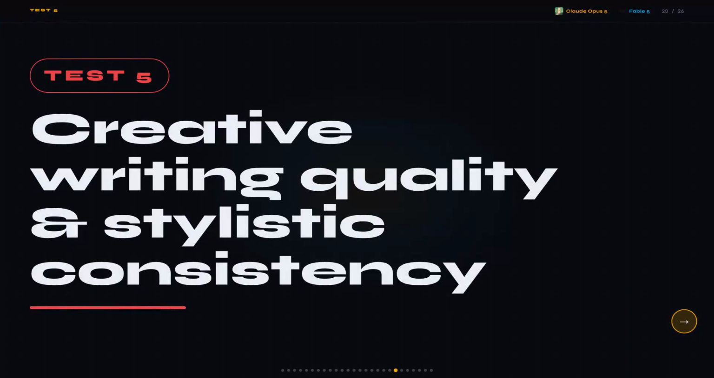All right. Test 5 is creative writing quality and stylistic consistency. This one matters because if a model drifts in tone halfway through a long piece, you end up doing a full rewrite. And that's not a minor annoyance. The output didn't hold its voice and you're looking at hours of work lost.